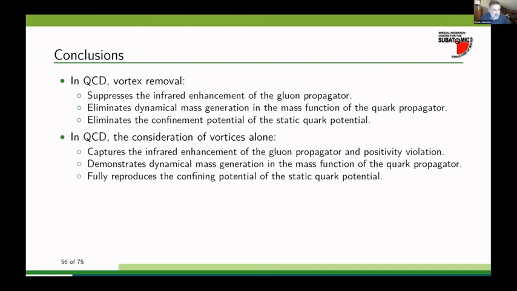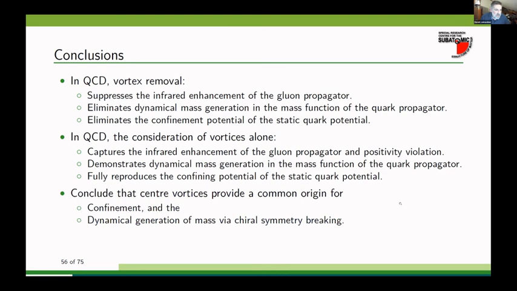And in the consideration of vortices alone, you capture the important infrared physics that you're after. And so we conclude that center vortices provide a common origin for both confinement and the dynamical generation of mass by chiral symmetry. So we would argue center vortices capture the essence of the non-perturbative QCD vacuum.